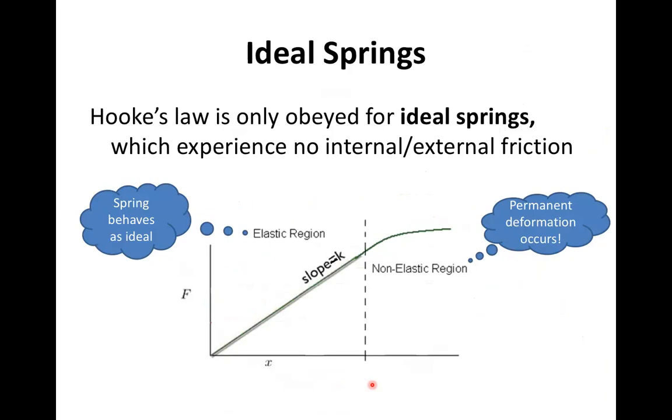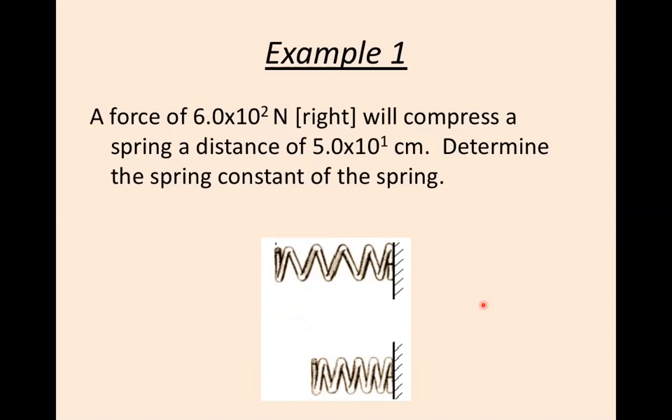When we say ideal springs, it just means springs that obey Hooke's law. In reality, there's a region where a spring will obey Hooke's law, which is called the elastic region. Hooke's law, again, is that F and X are directly proportional. So the linear region of the FX graph corresponds to the elastic region where the spring behaves ideally. And when you go past that, it's the non-elastic region, you're going to get permanent deformation occurring, and it's not linear between F and X.